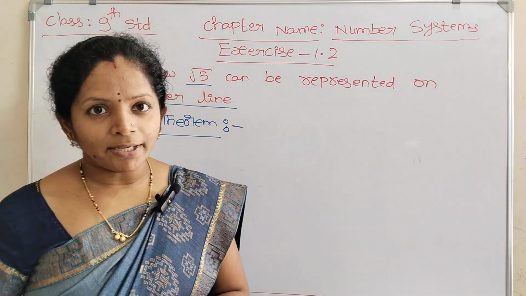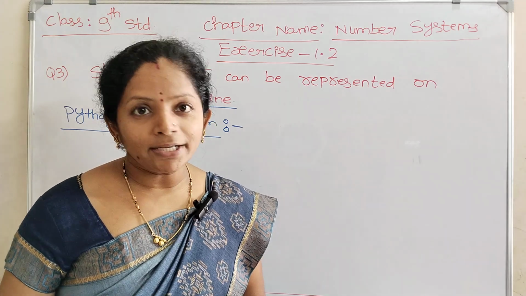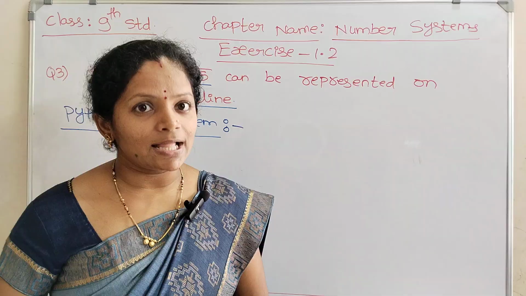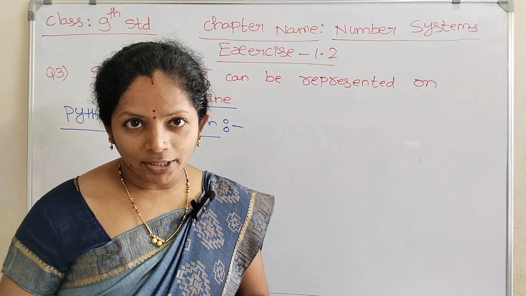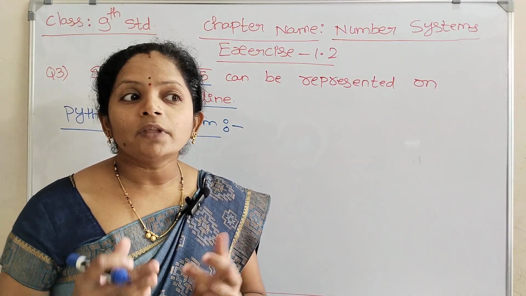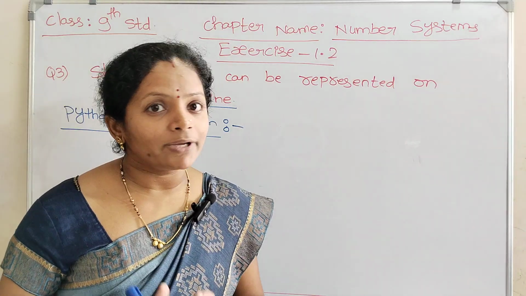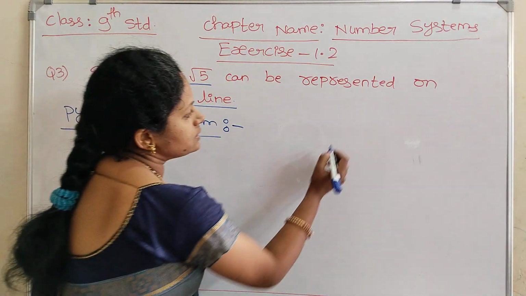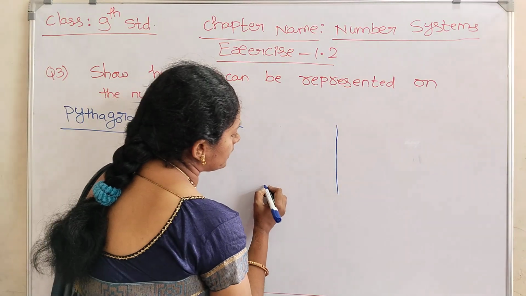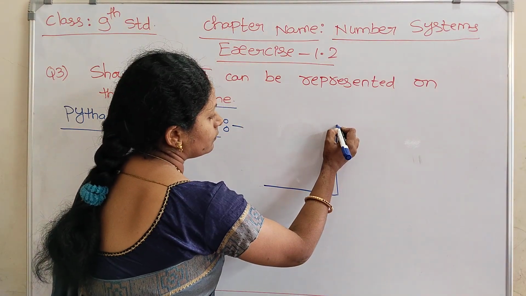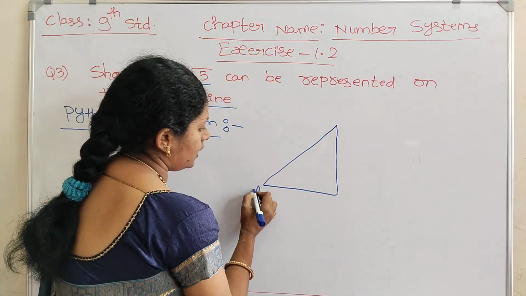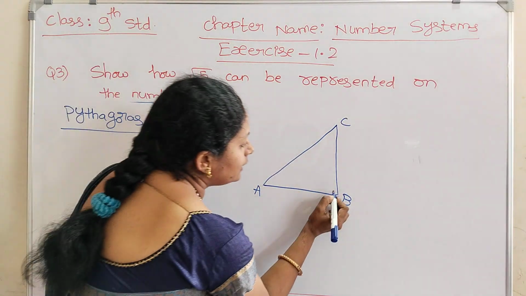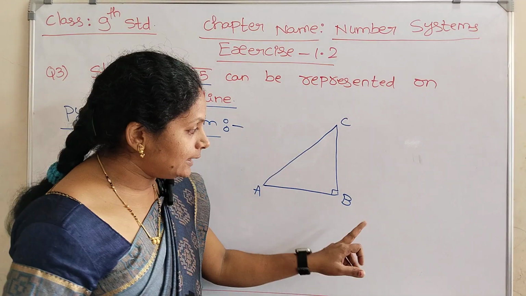A great mathematician, Pythagoras, invented this theorem. This theorem tells us that the square of the hypotenuse is equal to the sum of the squares of the other two sides. To explain this, first we need a right angle triangle. ABC is a right angle triangle, right angled at B.